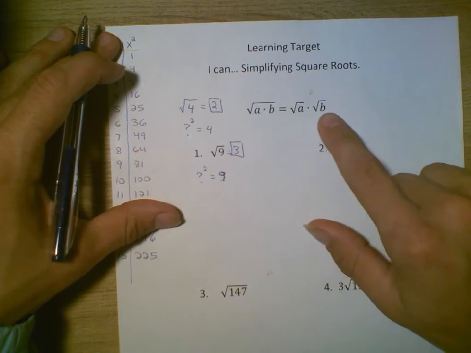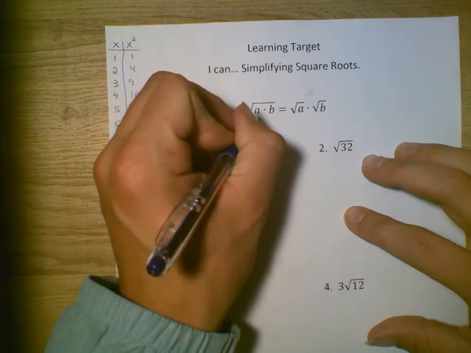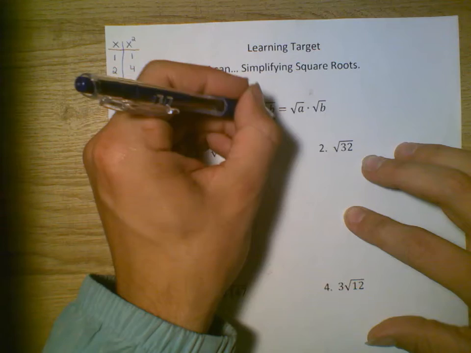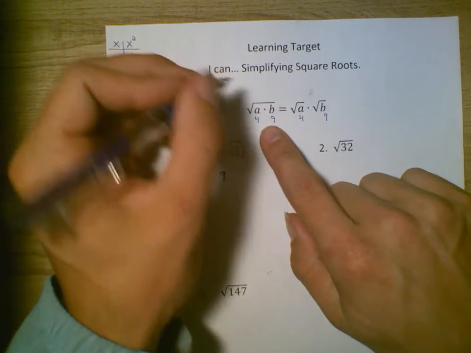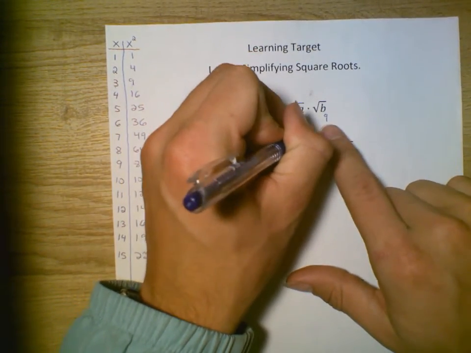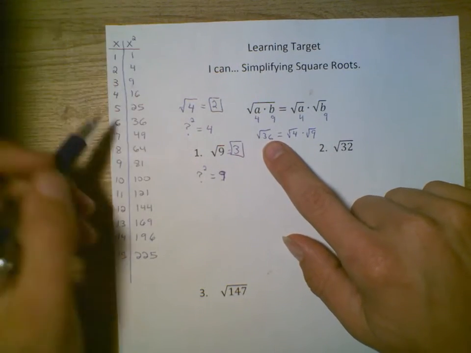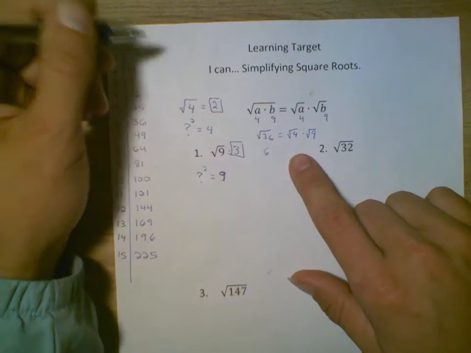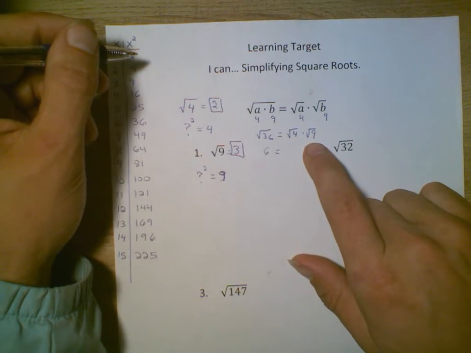To prove this to you, let's say I plug in two perfect squares. So maybe I plug in 4 and I plug in 9. So a is 4, b is 9. Well, 4 times 9 is 36. So I would get the square root of 36 equals the square root of 4 times the square root of 9. And if I check this, the square root of 36, if I look at my chart, is 6, right? 6 squared gives me 36. That should equal what I get when I take the square root of 4 times the square root of 9.